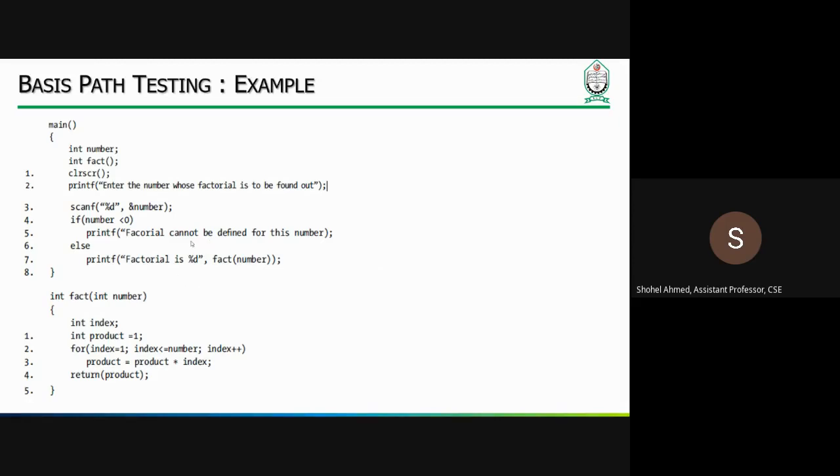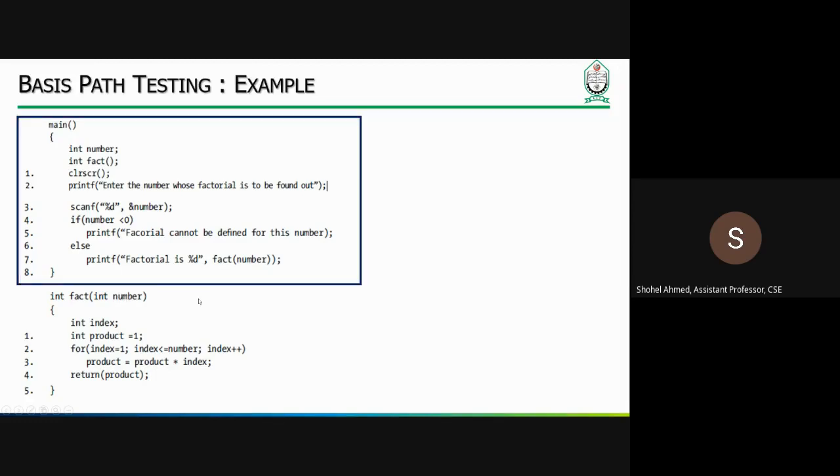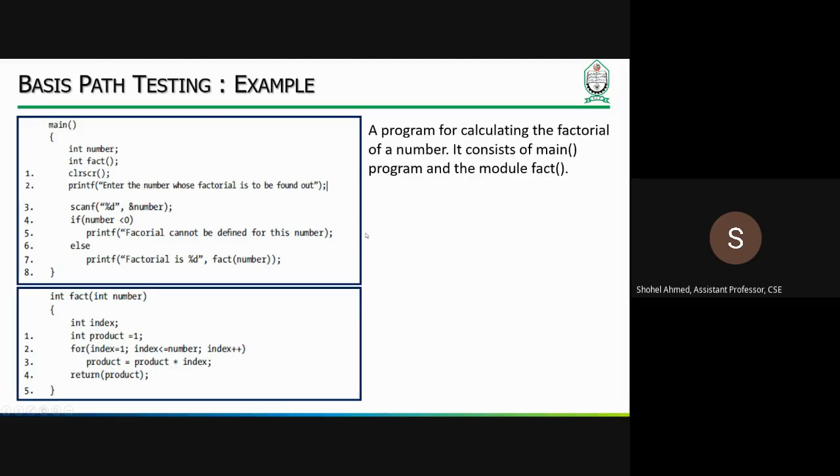In this program you have one main program and then you have some other component, like the function to calculate the factorial. So this is one portion and this is another portion. This program of calculating factorial consists of a main function and a module fact, which is going to calculate the factorial.